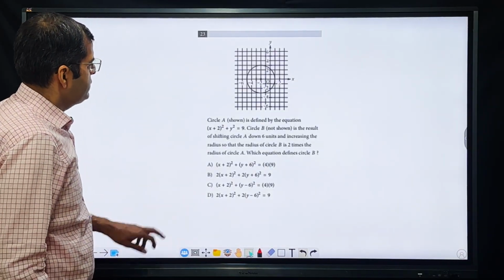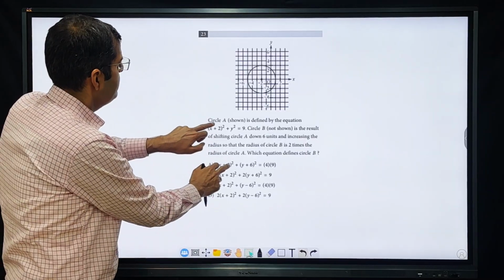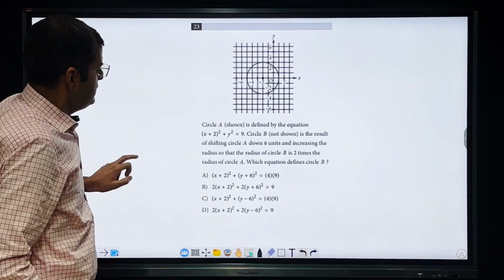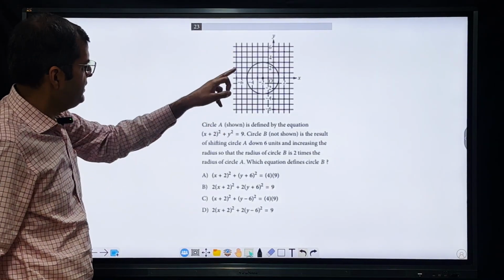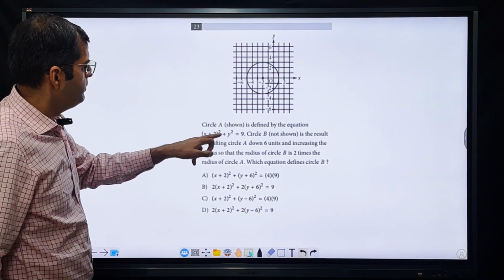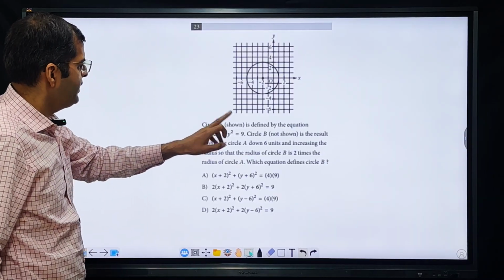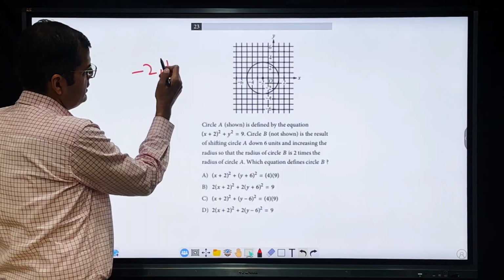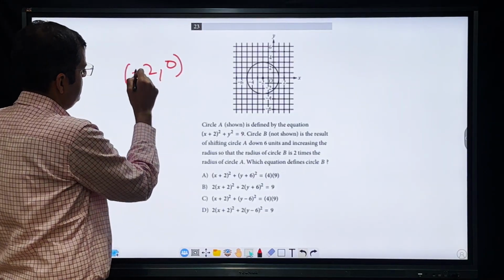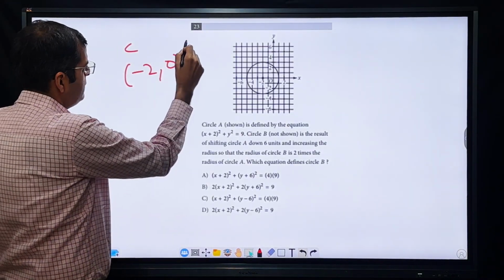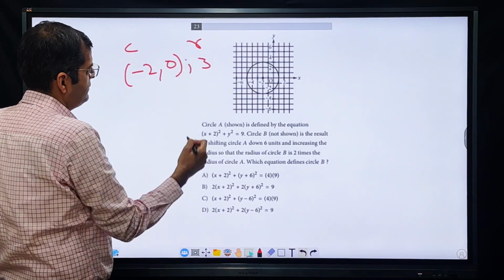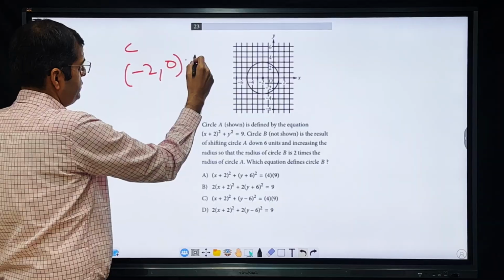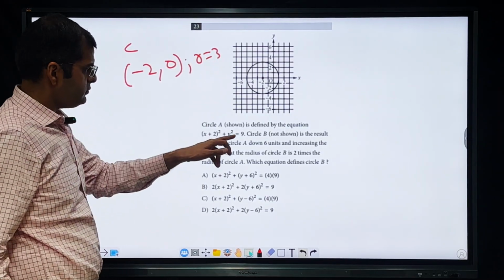Now look at this question. It says, circle A shown is defined by the equation (x + 2)² + y² = 9. The center is (-2, 0), and the radius is 3. Okay. Center is (-2, 0), radius is 3.